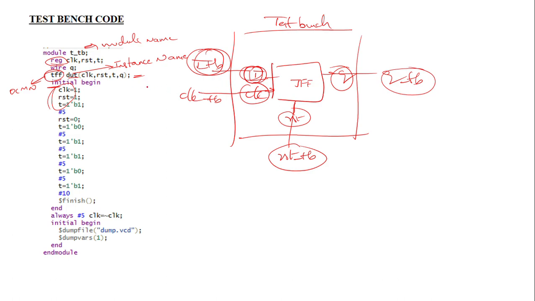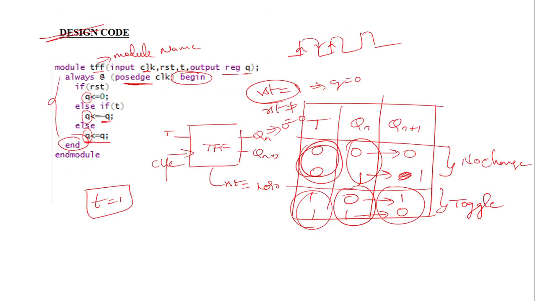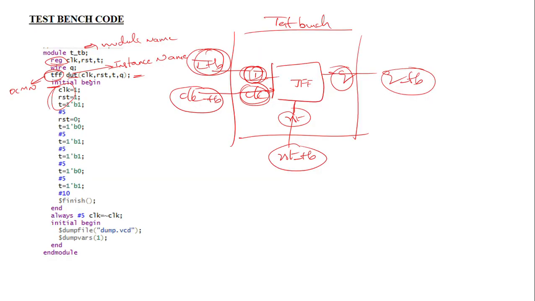If you also want to know about connecting by name, I already made a separate video on port connections. You have to watch that. If there is any lack of clarity, then you can comment on it and I will make a small video about that. Until then, how are you going to connect? You have to connect clock with clock. You have to know what the order is. Here the order is clock, reset, T, Q. So you have to follow the same order here: clock, reset, T, Q.